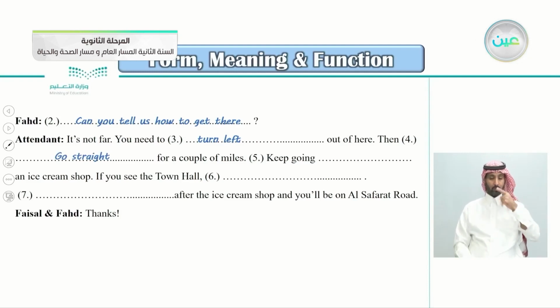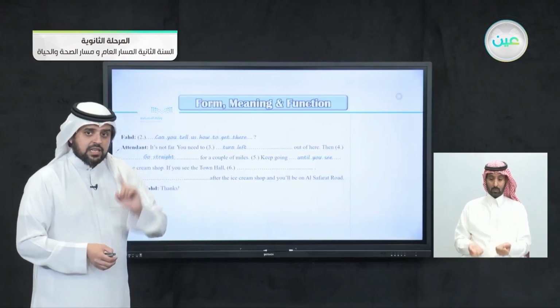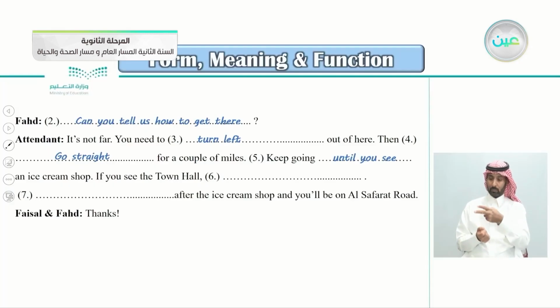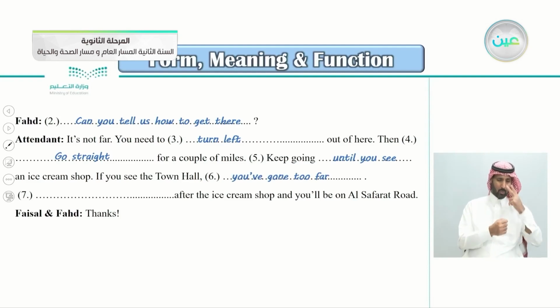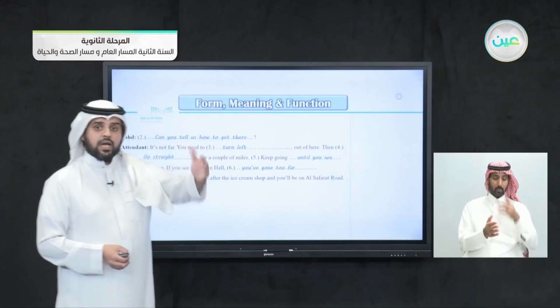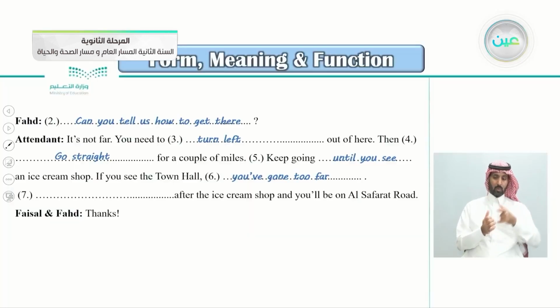Keep going, an ice cream shop. Number five, an ice cream shop. So number five is, yes, until you see. So keep going straight until you see an ice cream shop. If you see the town hall, number six is what? You've gone too far. If you see the town hall, you've gone too far. You have to, of course, get back.